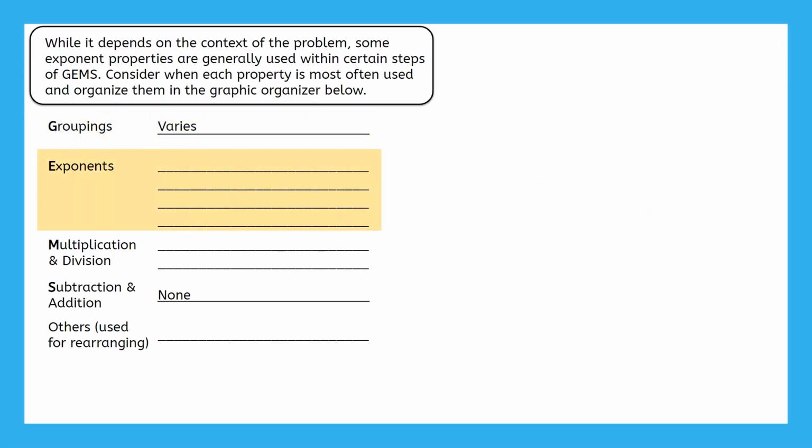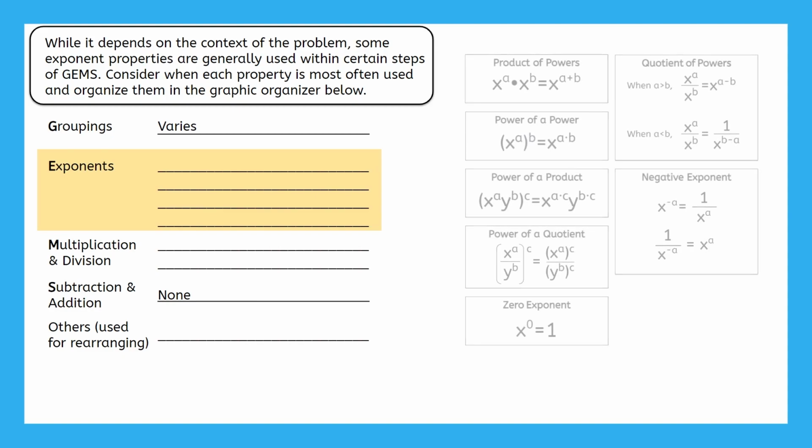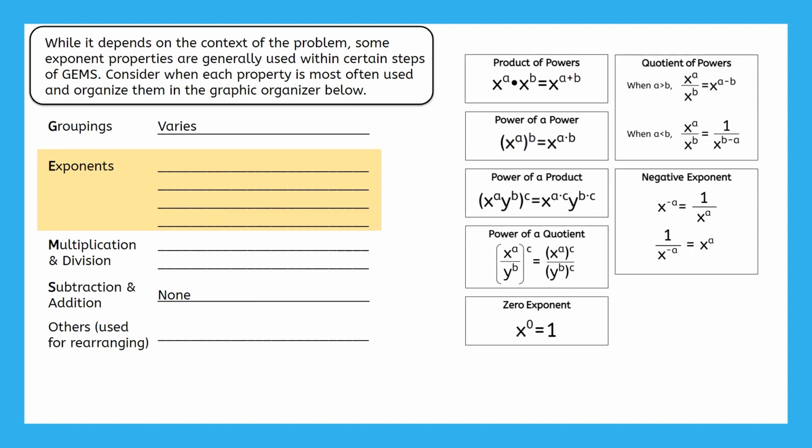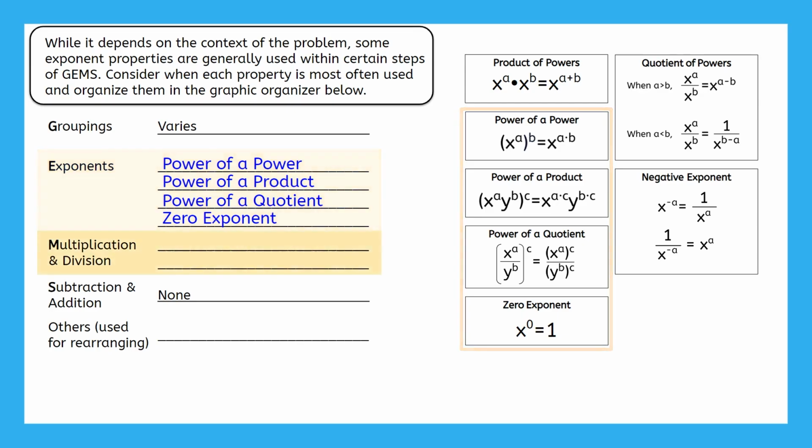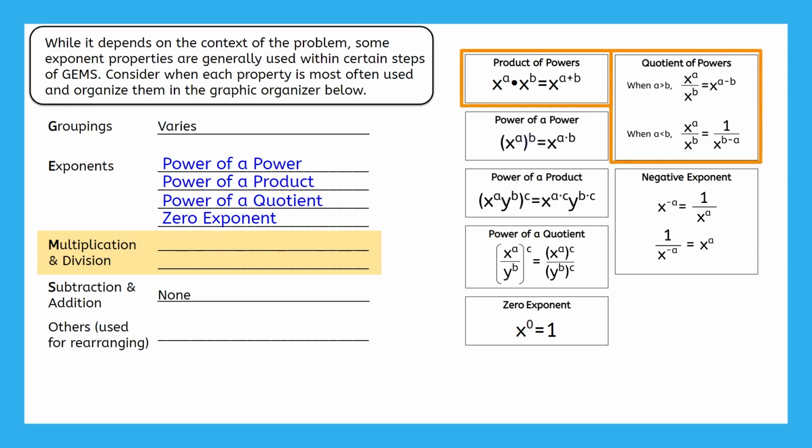Moving on to the exponent step, this step requires any of the properties that are about applying an exponent. These include the three power of properties, power of a power, power of a product, and power of a quotient, as well as the zero exponent property. From there, the multiplication and division step of GEMS requires any properties that help us simplify multiplication and division, which are the product of powers and quotient of powers properties.